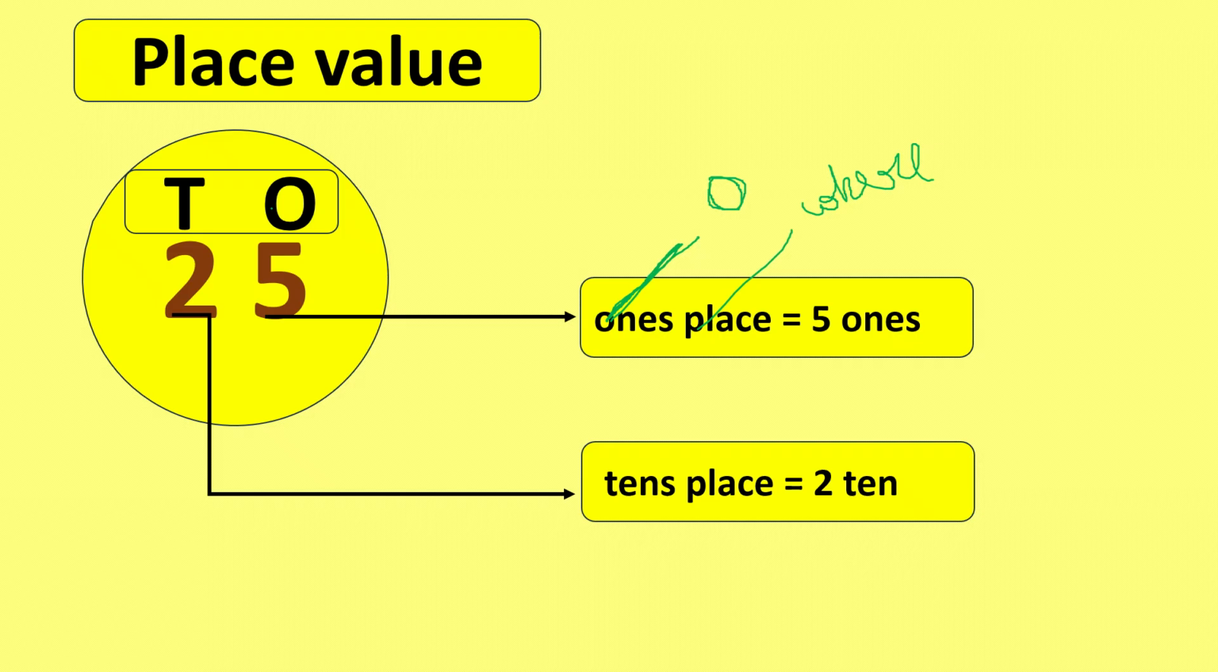So it's a question like, where are ones? Where are ones in a number? Where are ones in 25? So where are they? Five ones.